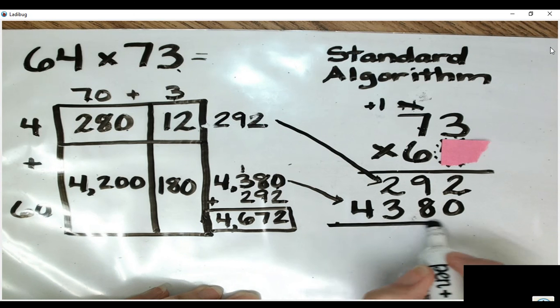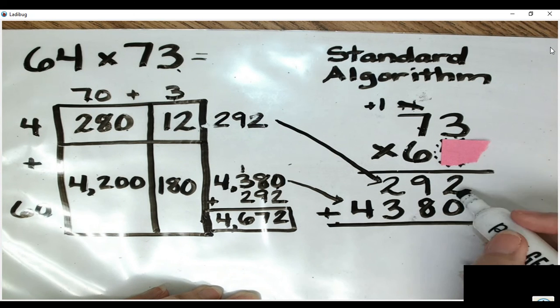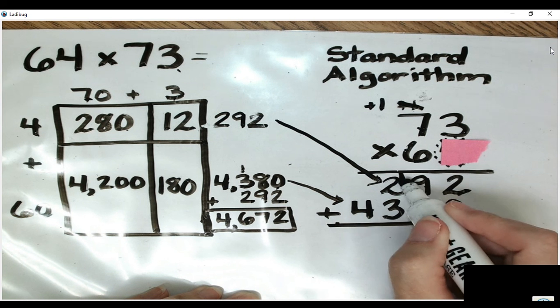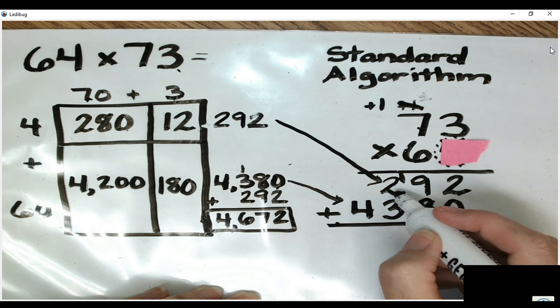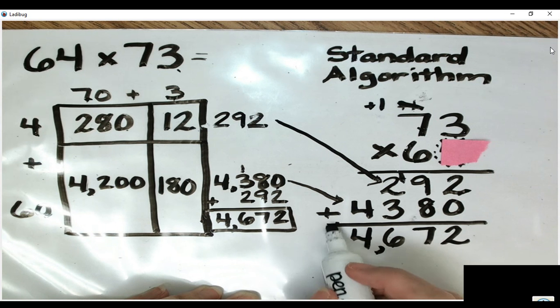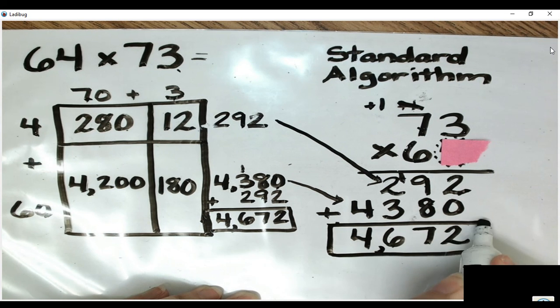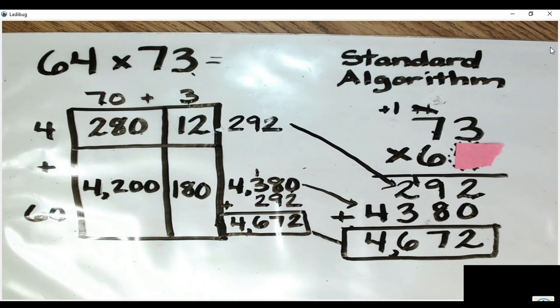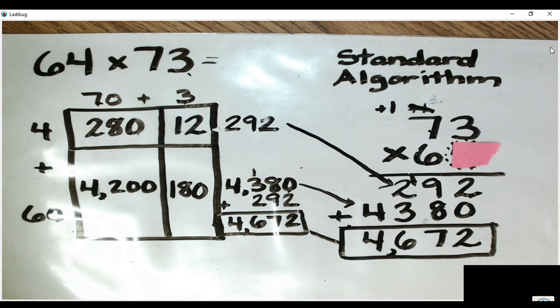Awesome. Now we add those partial products together. 2 and 0 is 2. 9 and 8 is 17. Carry that 1. 3 and 2 is 5, and 1 more makes 6. And then 4. 4,672 is my answer. The same product that we got using our standard algorithm. So erase your board and click on the next slide.